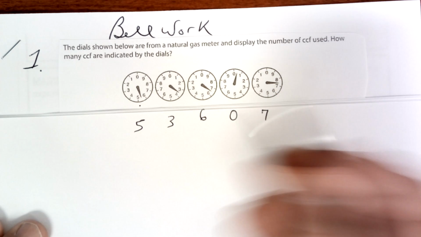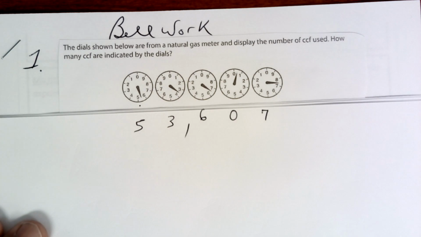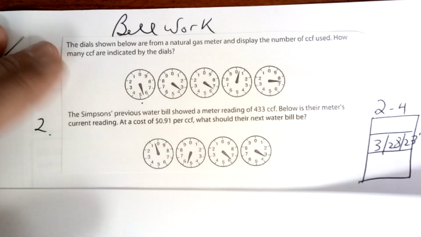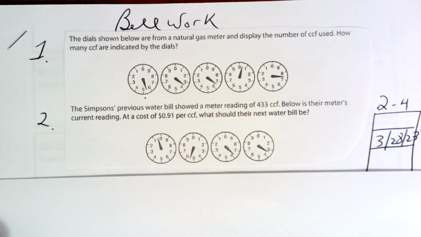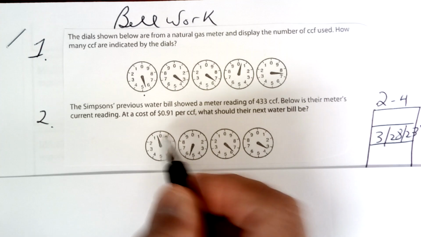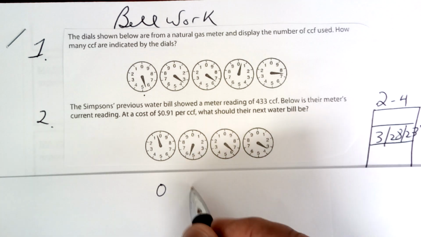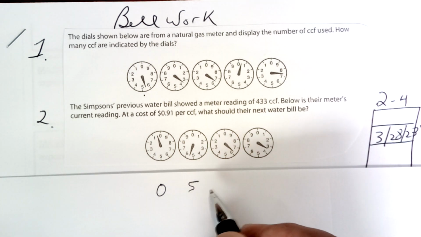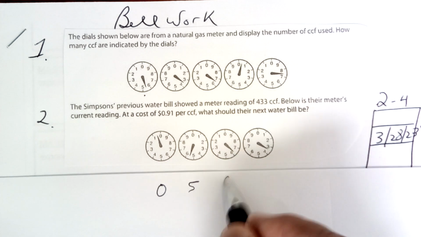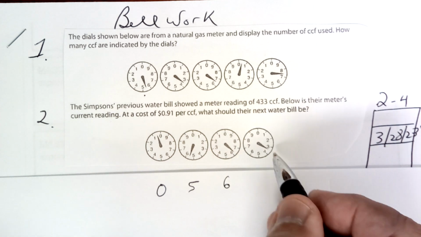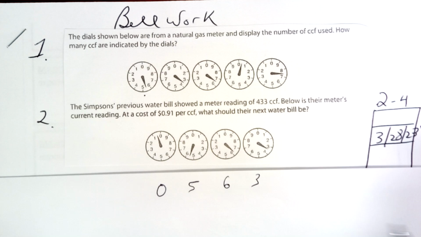There it is. Okay, on the next one, right here, it's going this way, so the lower number is 0. This one, the lower number is 5. This one, of course, the lower number is 6. And this one, the lower number is 3. And that's how you read the meter.